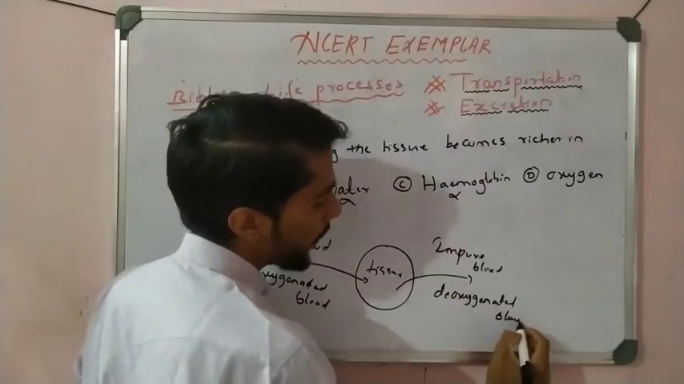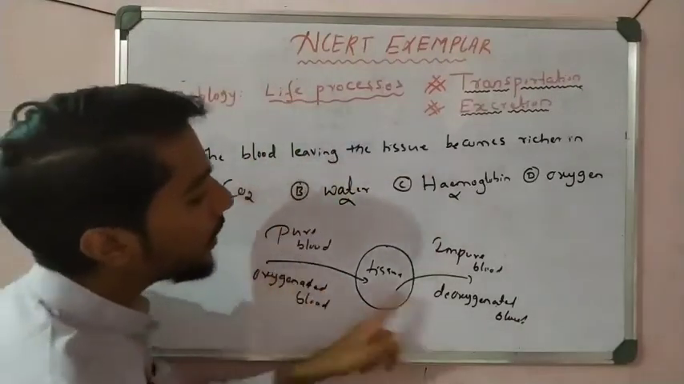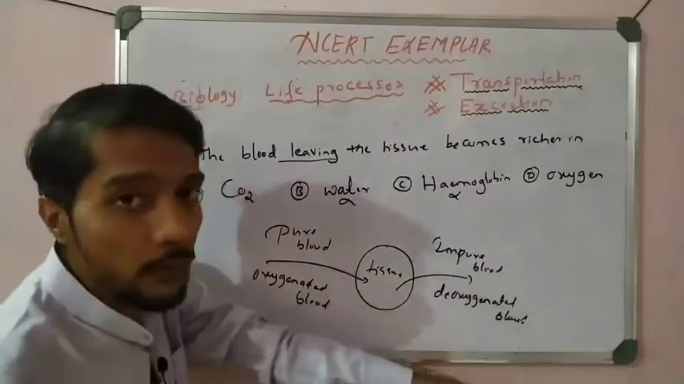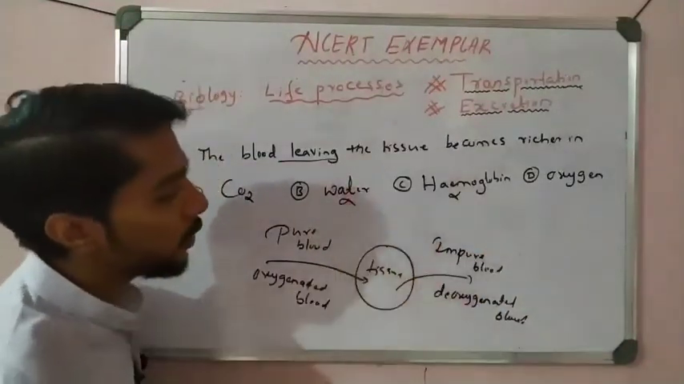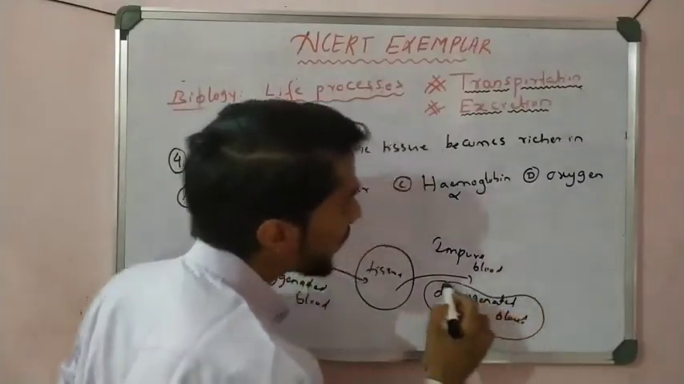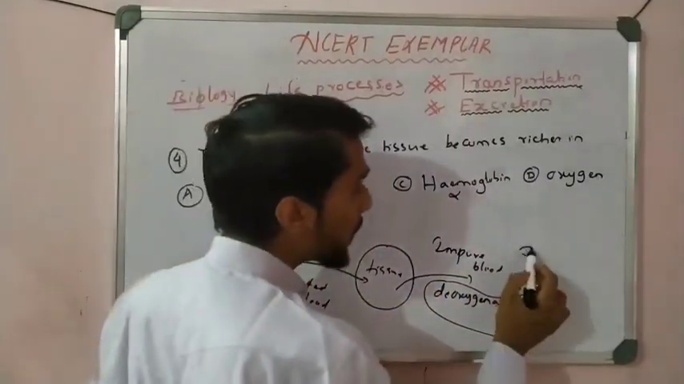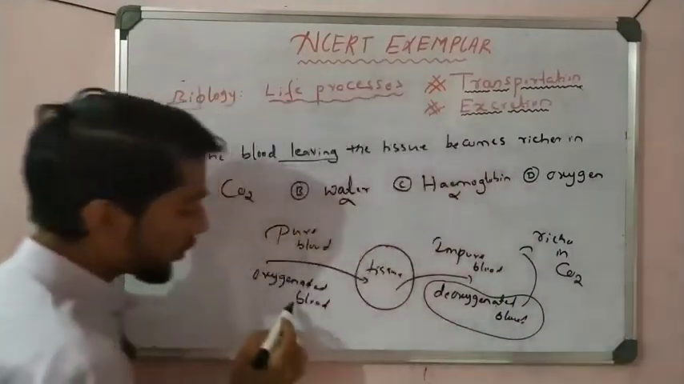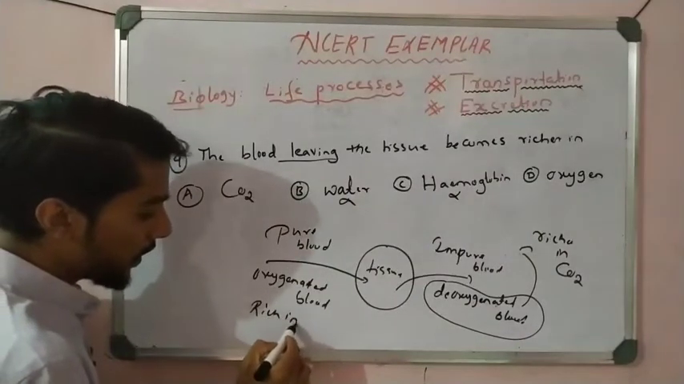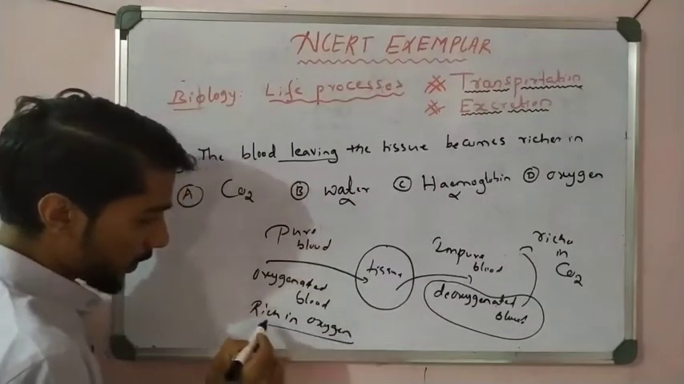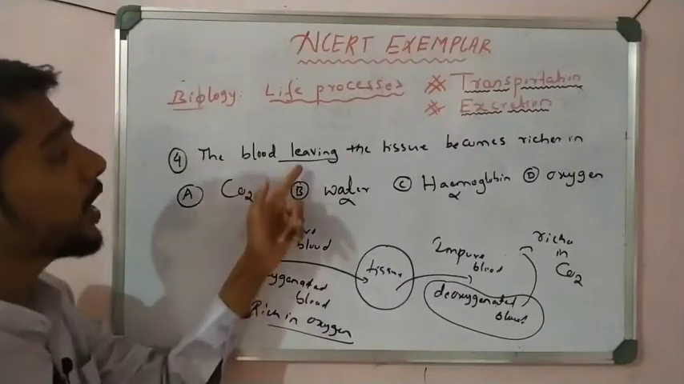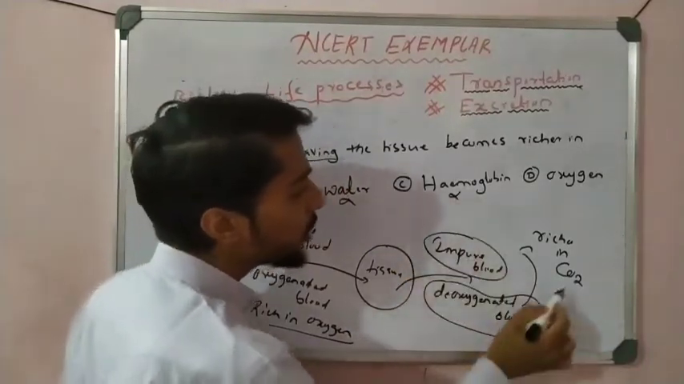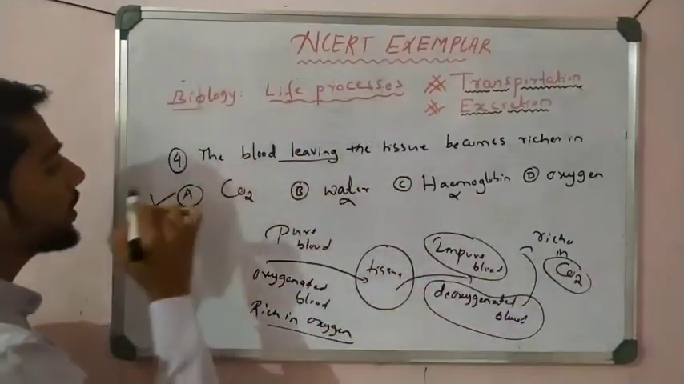But here it is asking about entering and leaving. It is asking about the blood leaving the tissue. So the blood which is coming out from the tissue is called deoxygenated blood. What is deoxygenated blood? Deoxygenated blood is nothing but blood rich in carbon dioxide, and oxygenated blood is rich in oxygen. So remember that part. Here the question is about leaving, so it is deoxygenated blood, also called impure blood, which is rich in carbon dioxide. So answer A is correct, right?